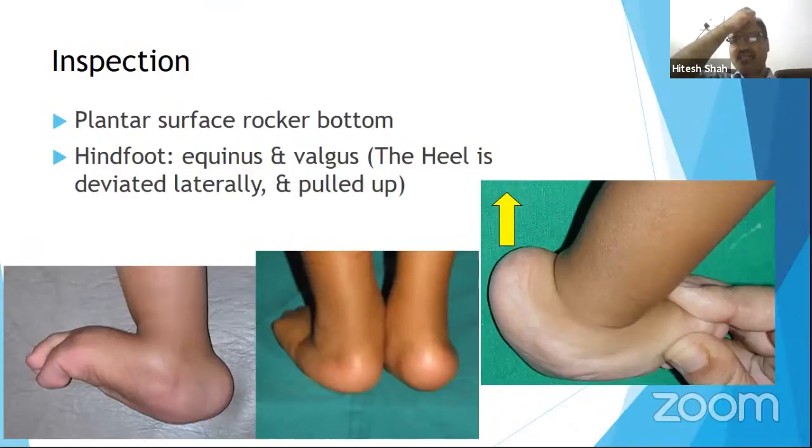What is there on the hind foot? Hind foot means the back side of the foot. The hind foot would be in equinus and valgus. How do you say equinus? If the heel is pulled up, that is equinus. And compared to the longitudinal axis of the tibia, if the heel is laterally deviated, it is hind foot valgus. So it is important to say the deformity of this child is hind foot equinus and hind foot valgus.